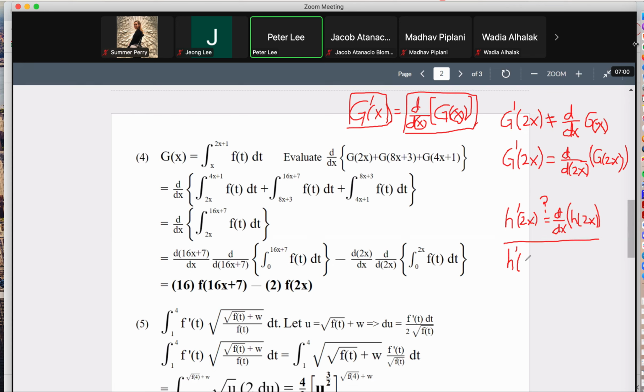H prime of 2x is actually this. D of 2x and h of 2x. This is the correct one. So therefore, the top one is incorrect. So this one right here, incorrect.